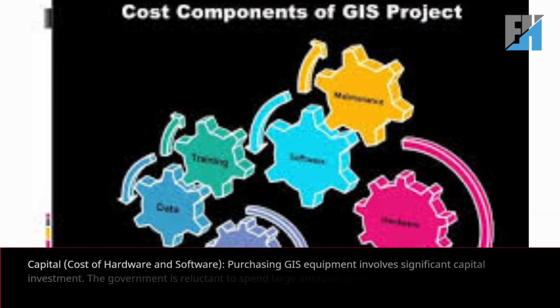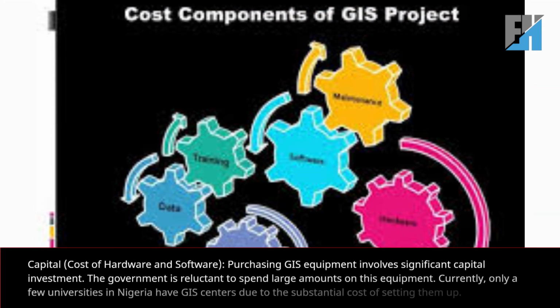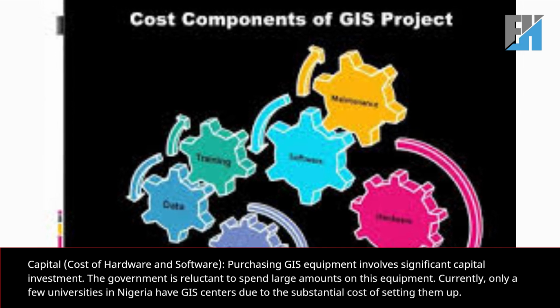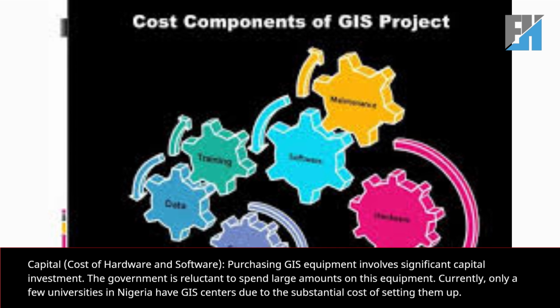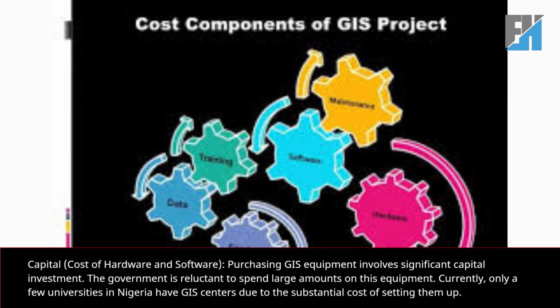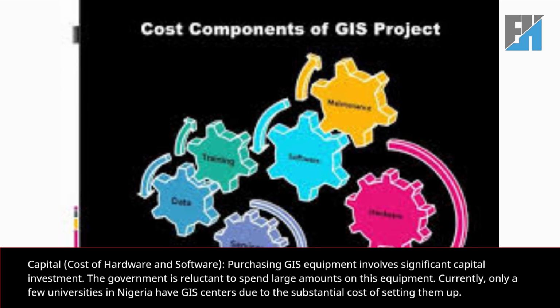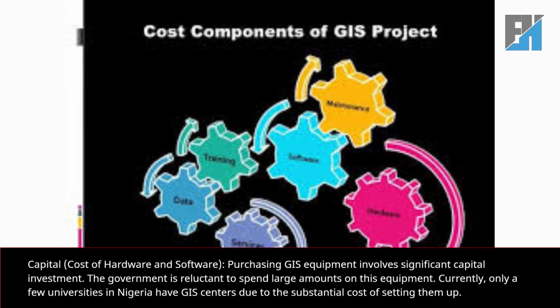Capital. Cost of hardware and software. Purchasing GIS equipment involves significant capital investment. The government is reluctant to spend large amounts on this equipment. Currently, only a few universities in Nigeria have GIS centers due to the substantial cost of setting them up.